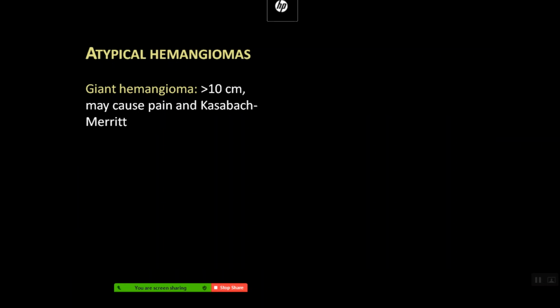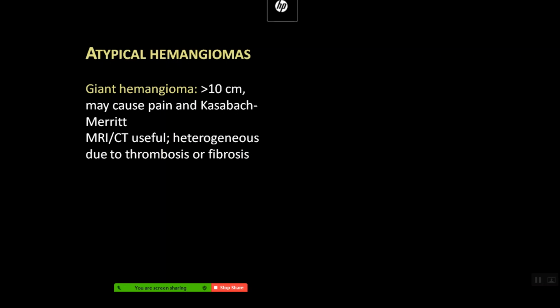Okay. Now, these are the classic hemangiomas, but you might see atypical hemangiomas. The most common one is this giant hemangioma. They call it more than 10 centimeters. It may cause pain. It may cause Kasabach-Merritt. You know what is Kasabach-Merritt? You know, consumptive coagulopathy or thrombocytopenia happens, all of that, right? So that can happen. Pain is there because of capsular stretch. It's too big, it will stretch the capsule and that will cause some pain.